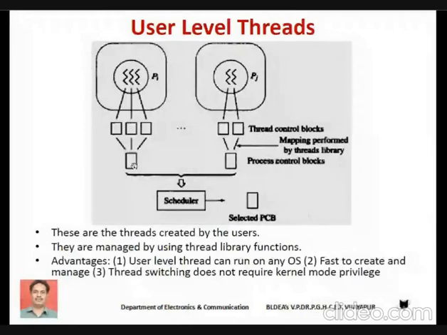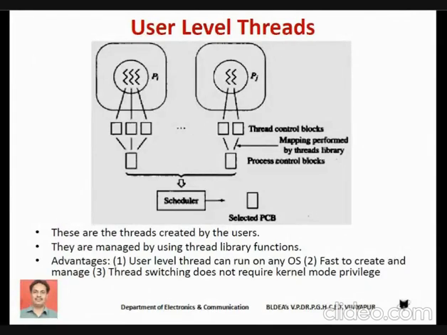User level threads are used in an operating system which does not support threads. We have some operating systems which directly support the concept of threads, and there are some operating systems which support only the concept of processes. In an operating system which supports only the concept of processes, we can make use of user level threads. User level threads can be used in an operating system which does not support threads at the kernel level. Now here we have some points regarding user level threads.